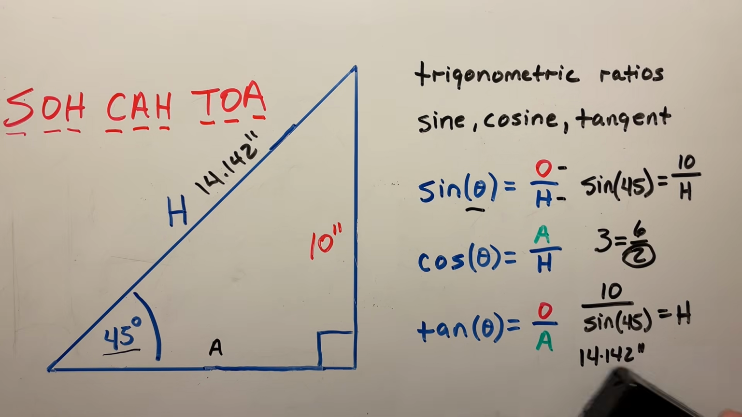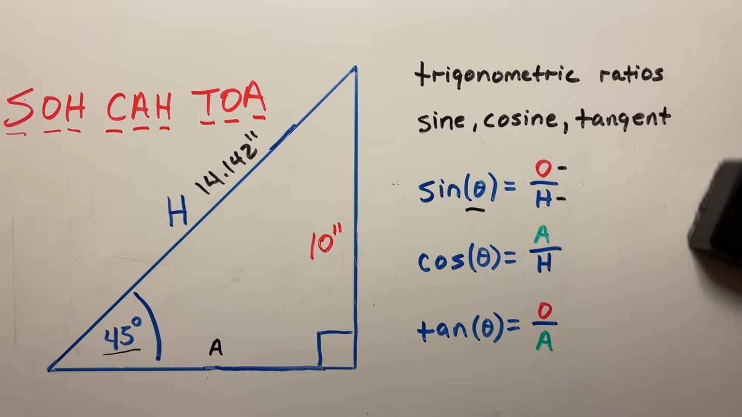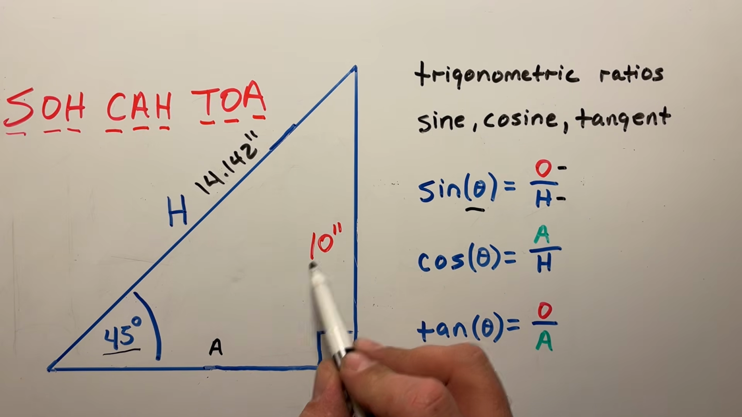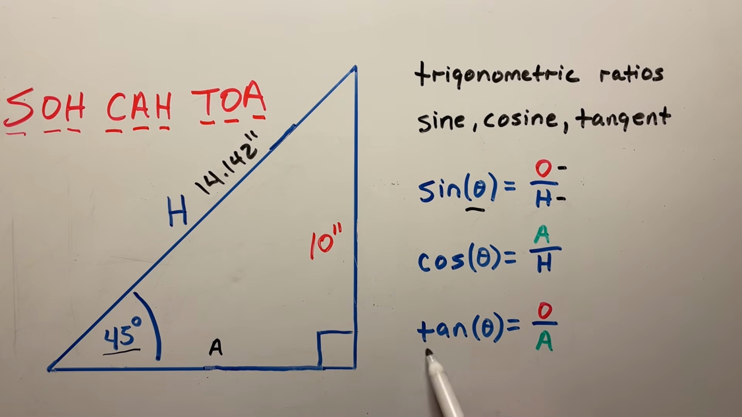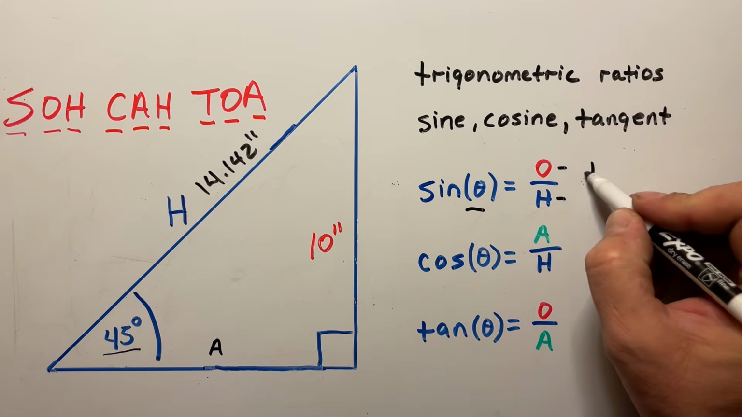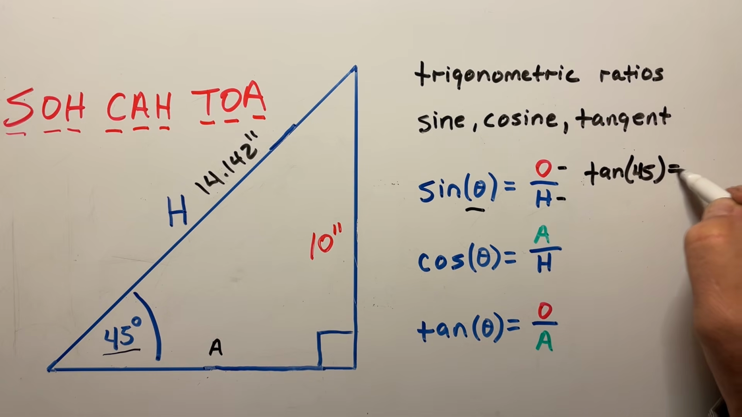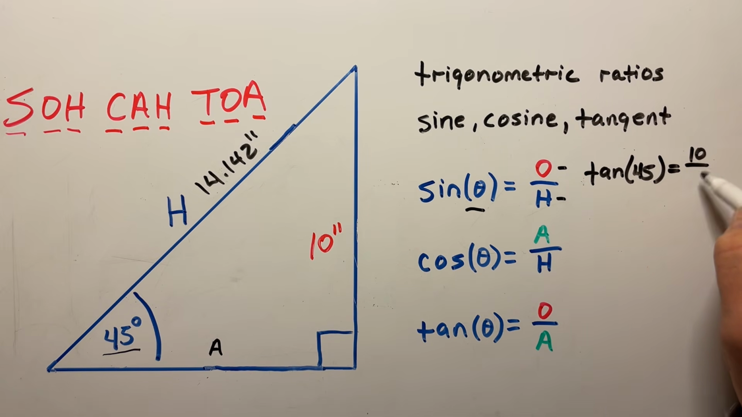So when we go back, we'll go ahead and erase this portion of it. So now we need an equation that has the angle, the opposite side, and the adjacent side. And the one that fits for that is tangent. So the tangent of our angle will be equal to 10, which is the opposite side, over a, which is the information that we want. So we'll write that in. Tan of 45 is equal to 10 over a.